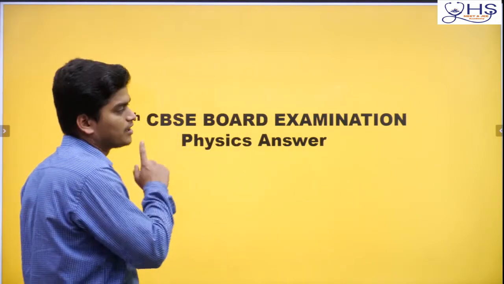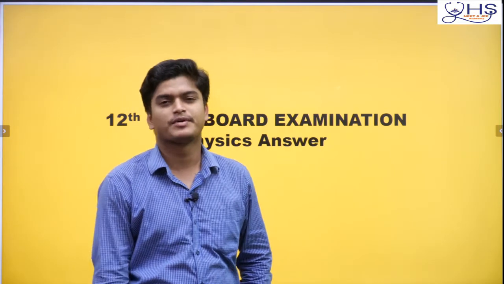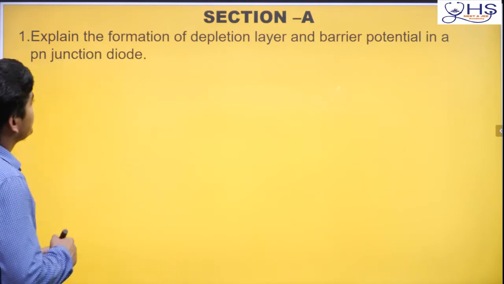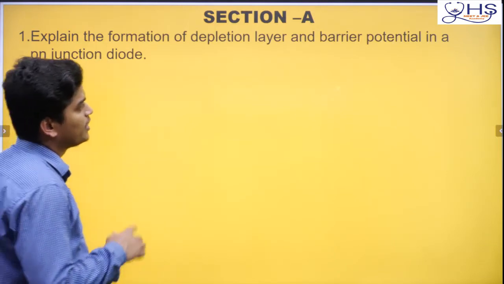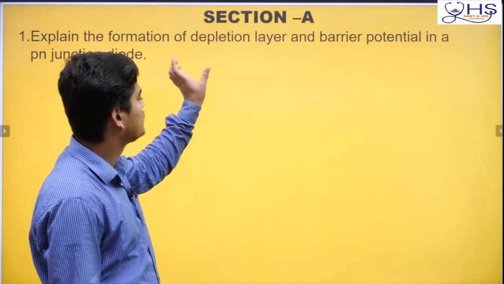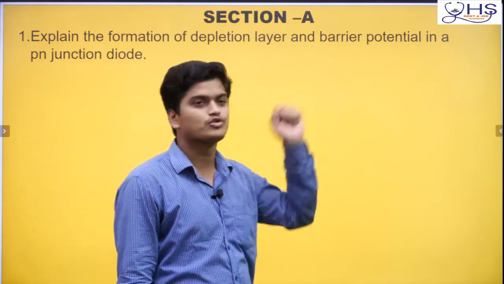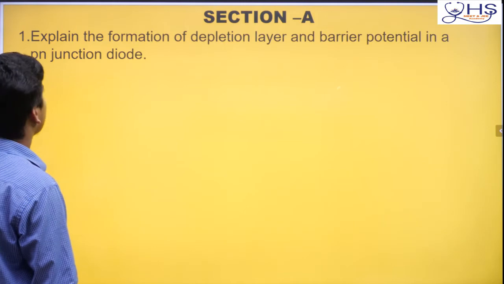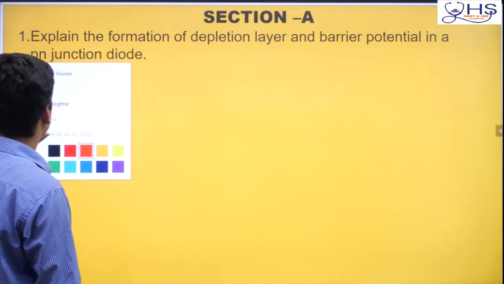Today we'll be discussing the CBSE board examination 12th physics question paper and its answers. So here we'll start from Section A. It is given: explain the formation of depletion layer and barrier potential in a PN junction diode. So you have to write how this depletion layer is forming and also how barrier potential is forming. Some lines you have to write. In this Section A, it is basically a 2-mark question.